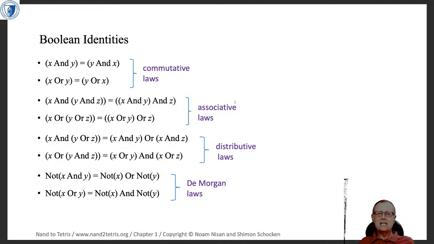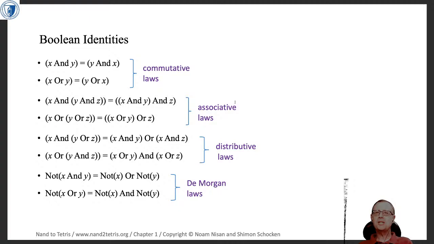There's lots of laws about how to do Boolean algebra, right? There's commutation, there's association, there's distribution. Those three you should be already familiar with through normal math, right? X times y equals y times x. X plus y equals y plus x. That works in normal math.